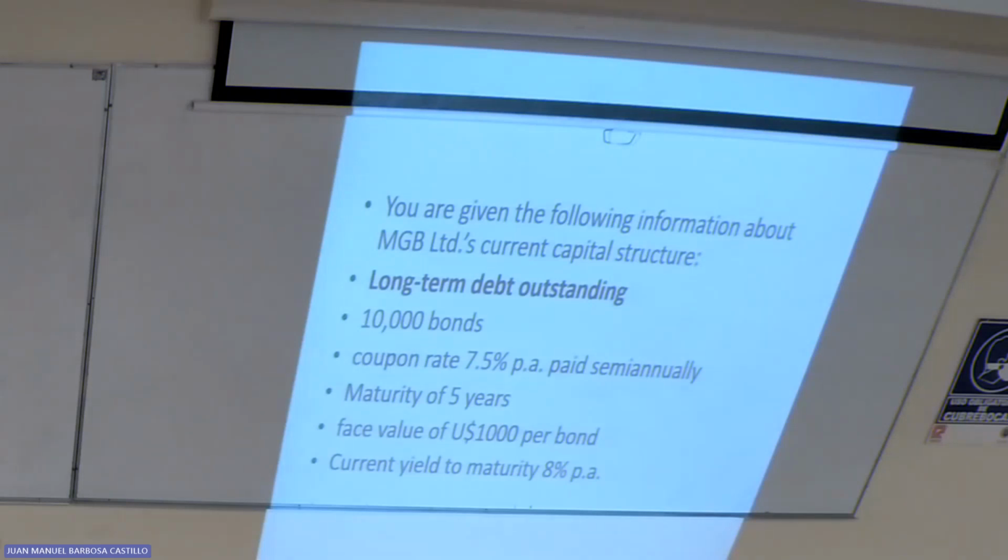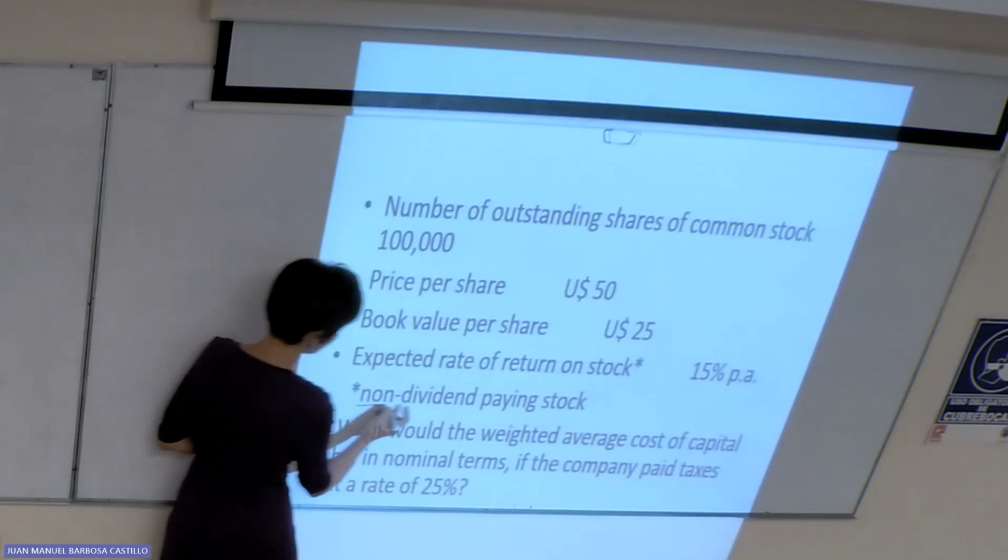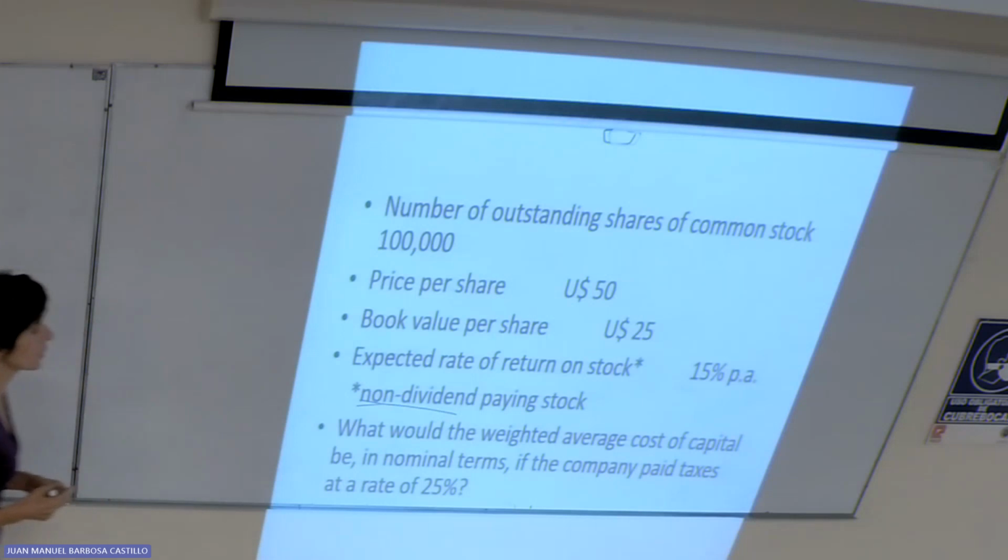Okay, so that's the debt financing. Then, this company also has 100,000 outstanding shares of common stock. The price per share is $50. They have a book value of $25. The expected return of this stock that pays no dividends is 15% per year. What we want to know is the weighted average cost of capital in nominal terms for this company if the tax rate were 25%.